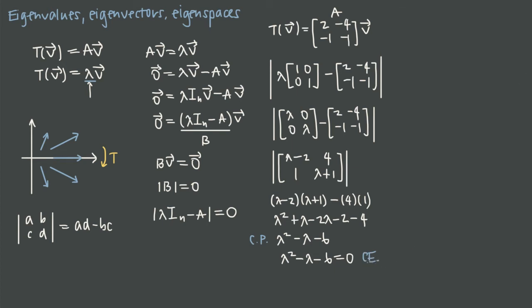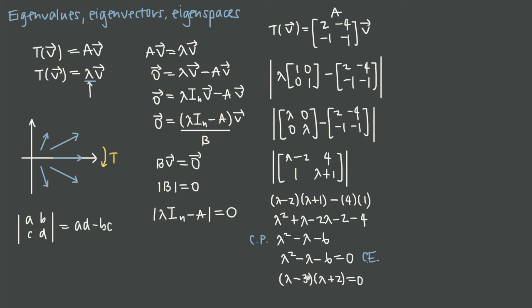And the characteristic equation is what we want to solve for the values of lambda. And in order to do that, we'll need to factor this left-hand side. If we can't factor it, we'll need to either complete the square or use the quadratic formula. But in this case, this polynomial can be factored. So it can be factored as lambda minus 3 times lambda plus 2.